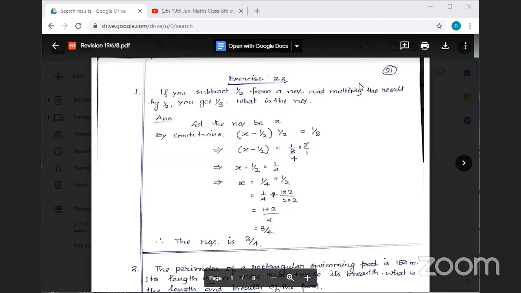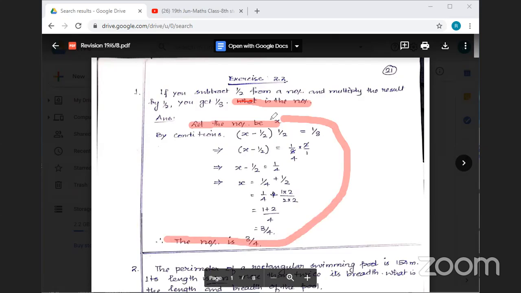The first question is: if you subtract 1 by 2 from a number and multiply the result by 1 by 2, you get 1 by 8. What is the number? That is what we are going to find out. Therefore, let the number be x. Lastly, we will get the value of x. The number is 3 by 4.